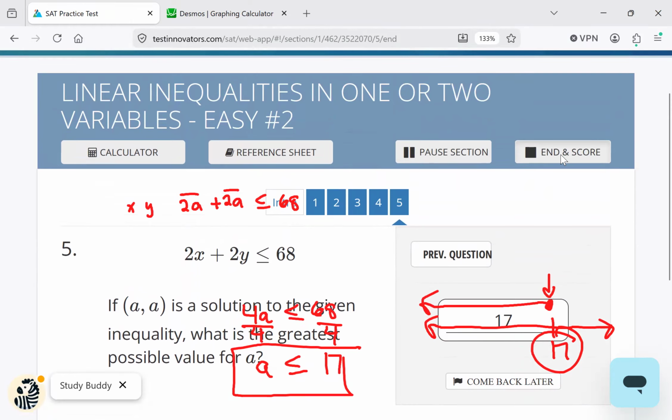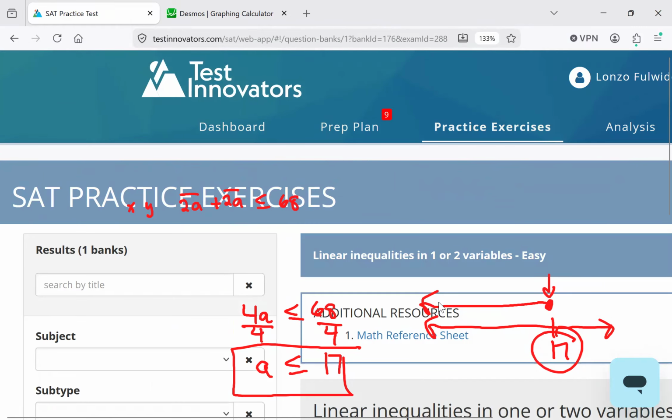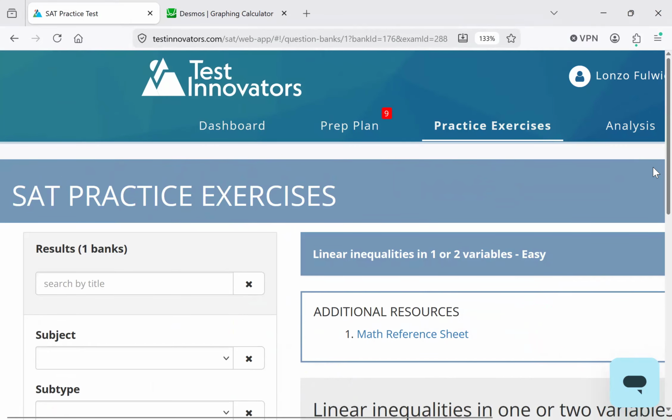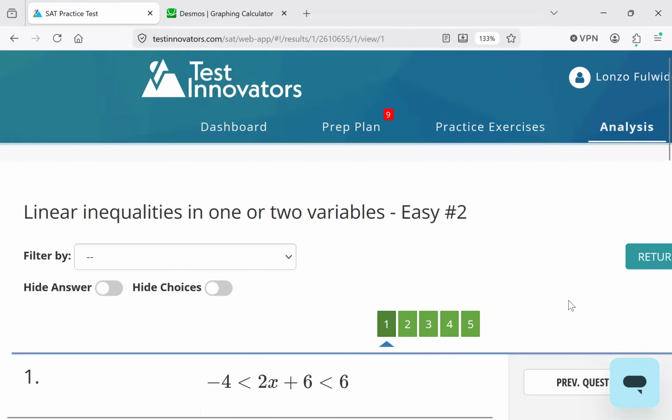Okay, so let's check the score. It looks like we got it all right. I always want to double check because I would not want to give you a wrong answer.